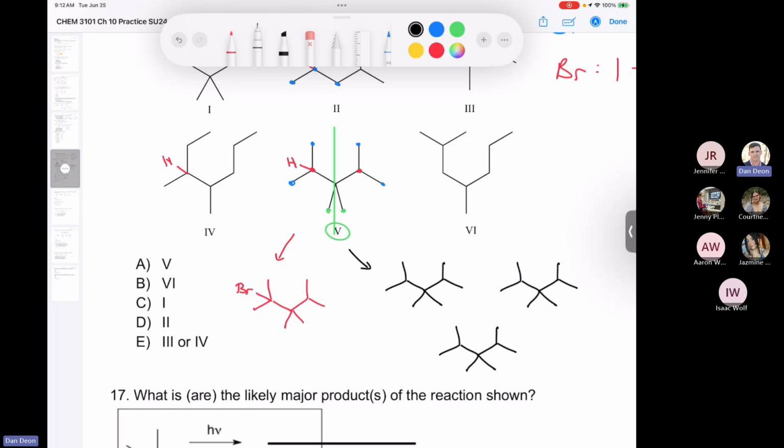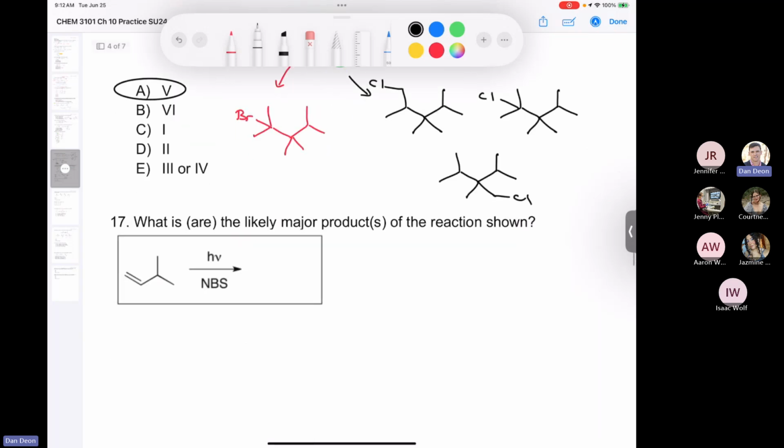So 1 place would be here. Another place would be here. And the last place would be on one of these. Maybe I'll just put it sideways like that. There you go. So those are the 3 places that chlorination could occur. And so the answer is V. Sorry, 5. All right. Next one.